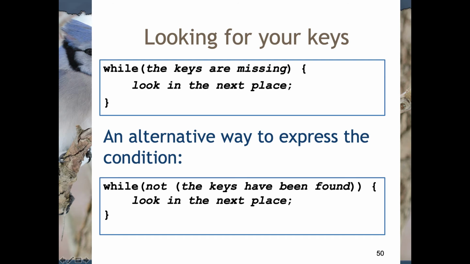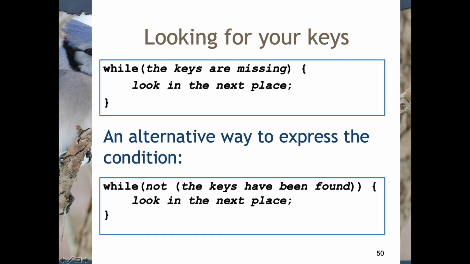In the first case, what we're saying is, while the keys are missing, we clearly need to look somewhere else, so we need to execute the body of the loop. And so while the keys are missing, we look in the next place. Now the hope is that the process of looking in the next place will result in us finding the keys, and therefore the keys will no longer be missing, and the next time we come around to evaluate the condition, that condition will now be false.